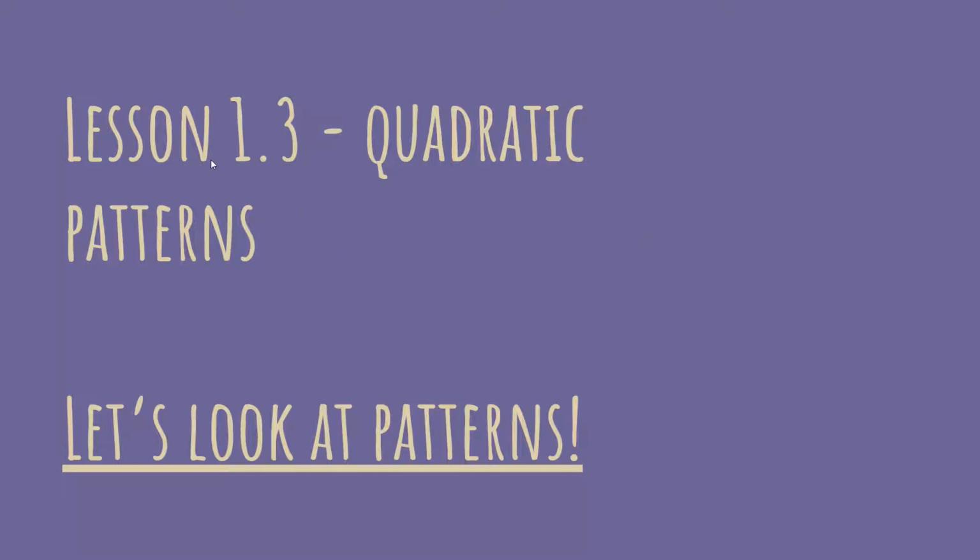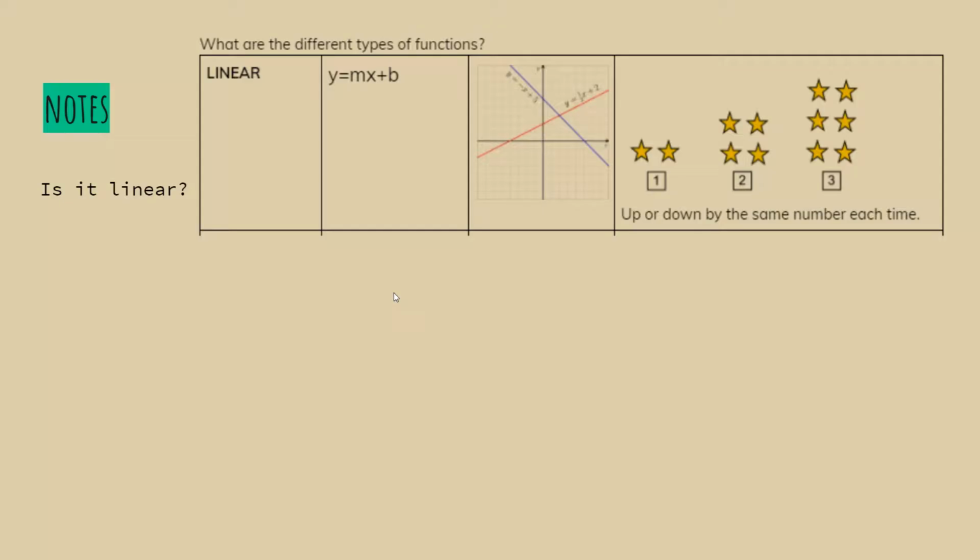All right, this is day 3, lesson 1.3, where we're looking at quadratic patterns. So when we take a look at a pattern, we've learned that we can have linear patterns. We know that a linear equation is written y equals mx plus b. The m is the slope. We have a constant slope, making the graph look like a line.